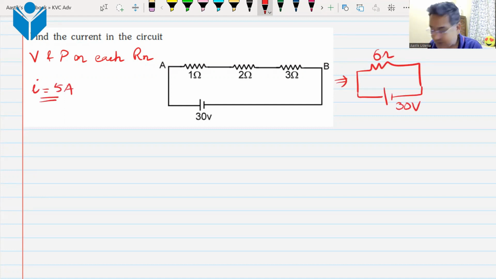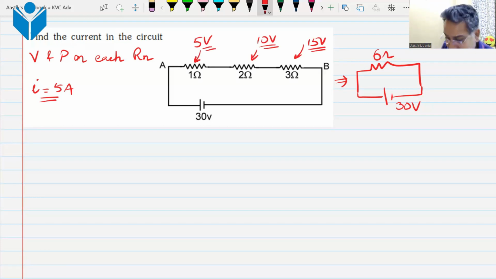Once you have found the value of the current, you can find out the potential drop across each resistance. This will be 5 volt, this will be 10 volt, and this will be 15 volt. Yes or no? Yes, sir. So as you can see, the potential drop is in the same ratio as the resistance. Do we understand this? Yes, sir.